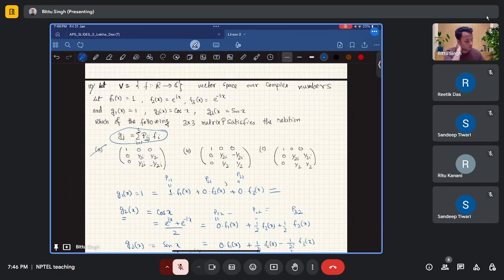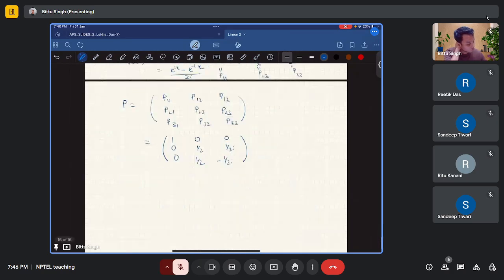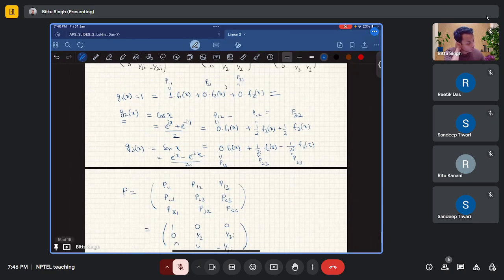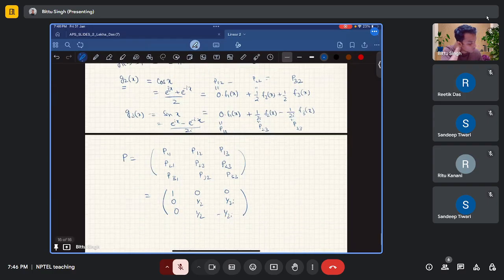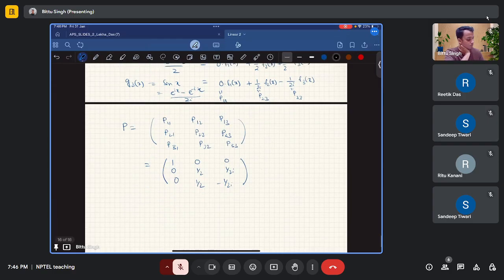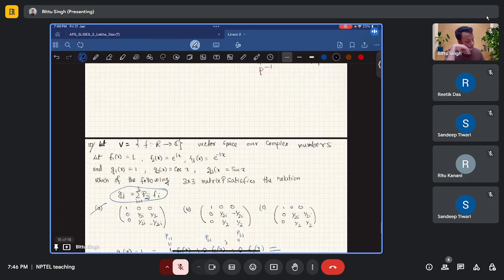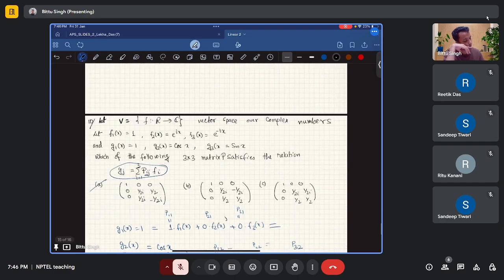Option A is correct? Half, minus half. Okay, this option is actually not there. 1 by 2i. So this is the correct answer. Though this option is not there, this is the correct answer. So none of the above. Maybe include this as option D, none of the above.